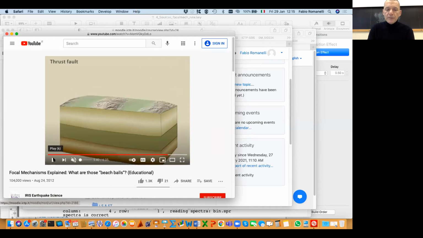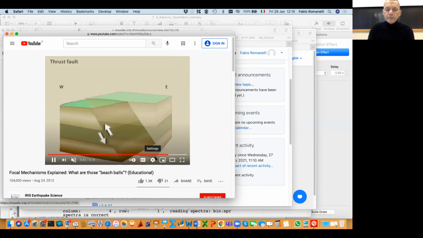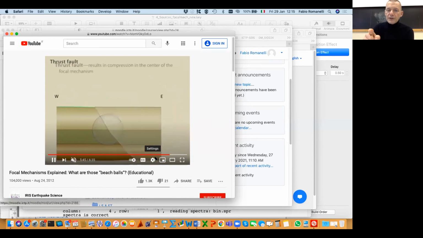You will see it here. If you look from the side, it will be 4 quadrants, but when you project it on the top, you will have black inside.